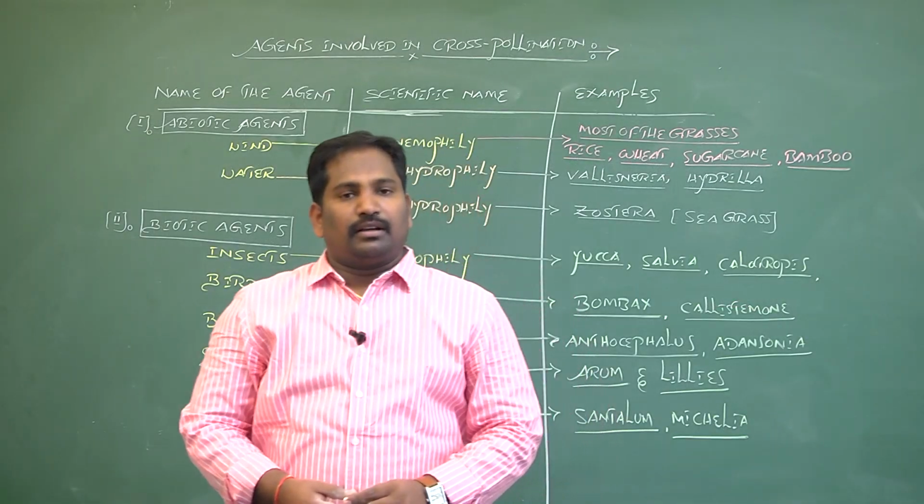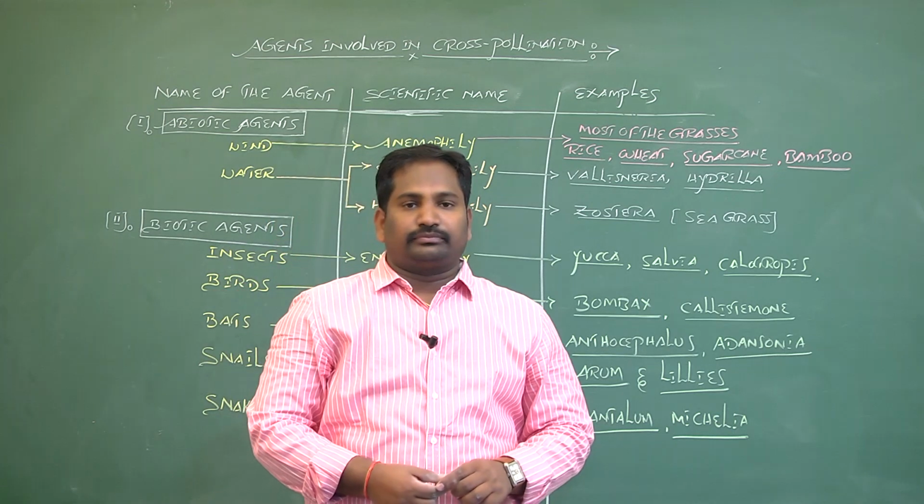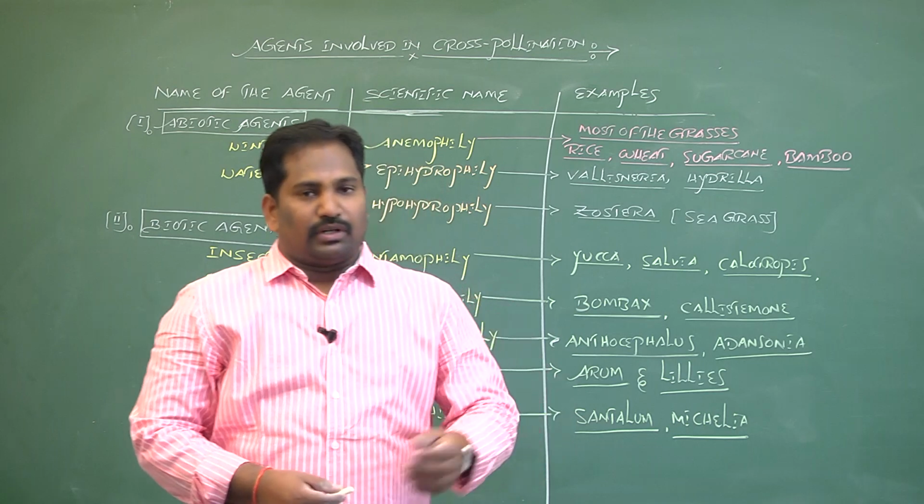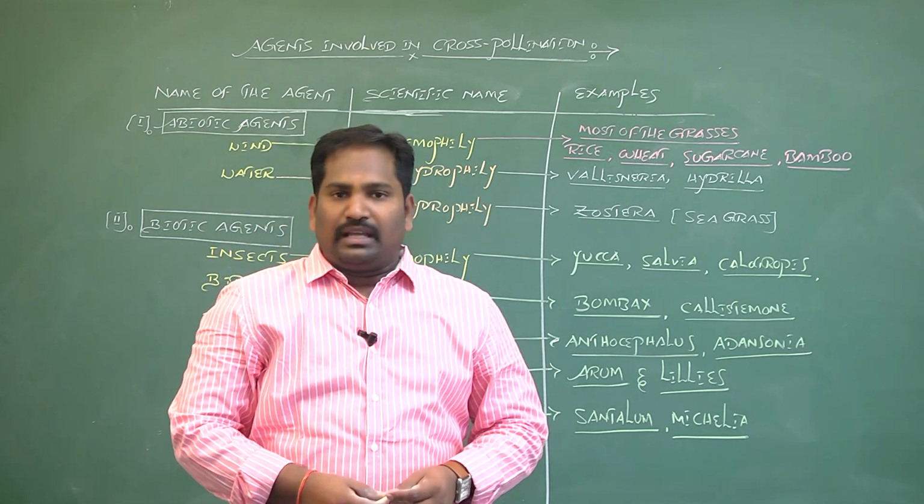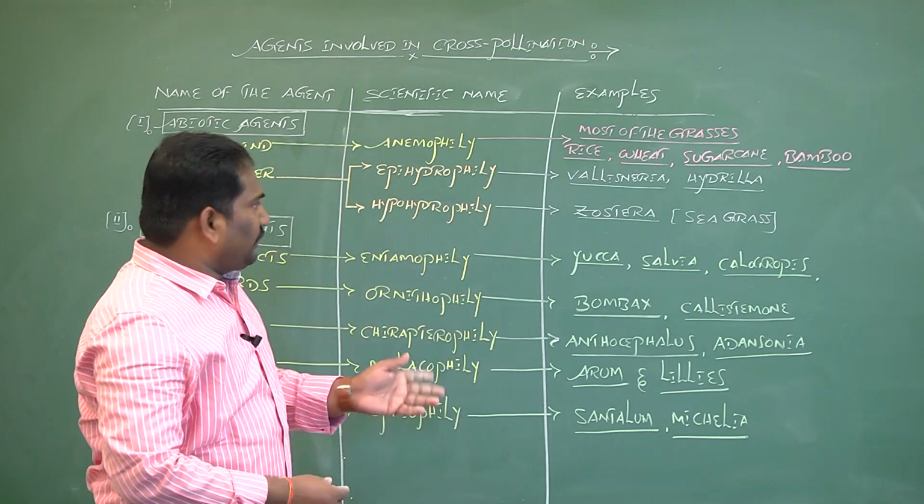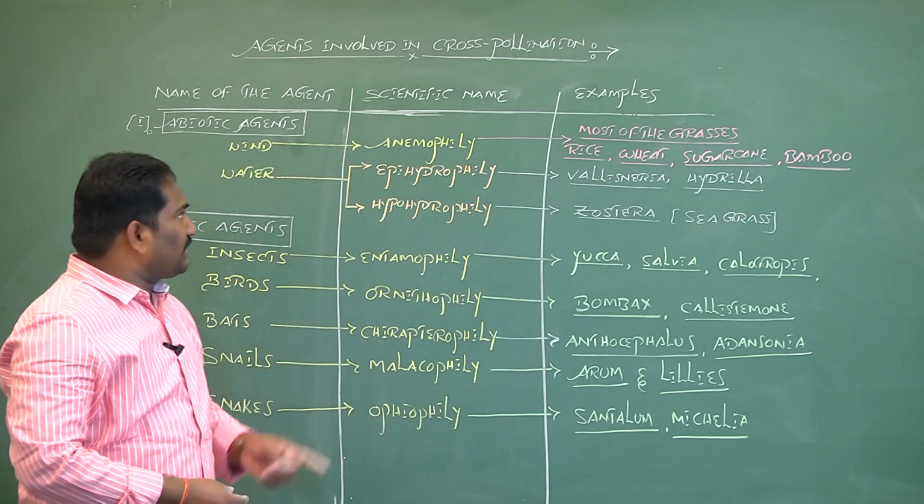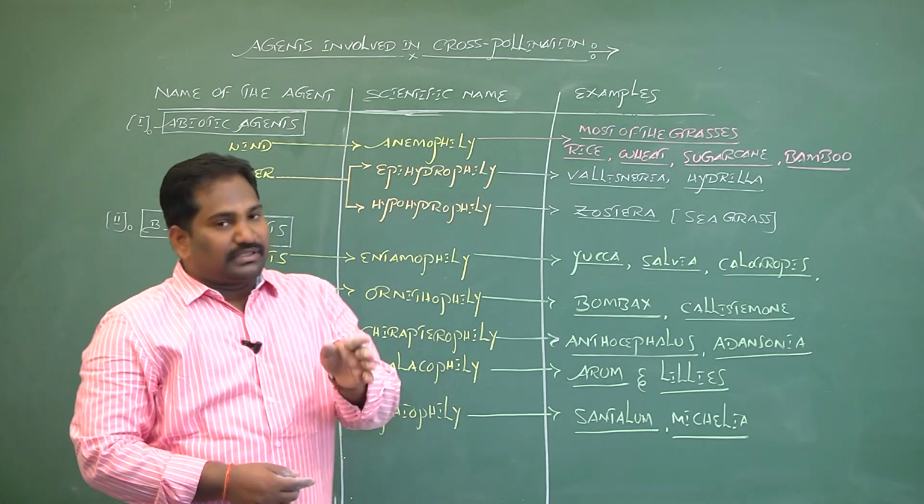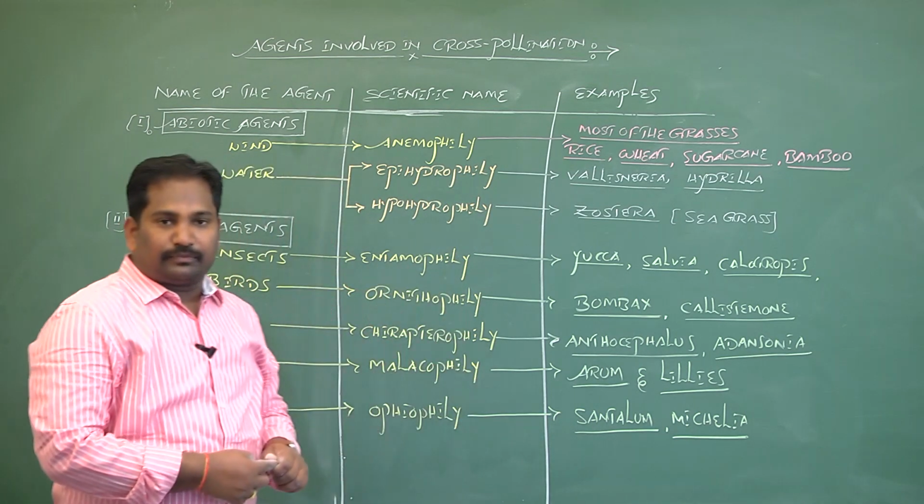Agents involved in cross-pollination or allogamy, either geitonogamy or xenogamy. What types of agents can participate in cross-pollination, also called allogamy? Example, xenogamy and geitonogamy.